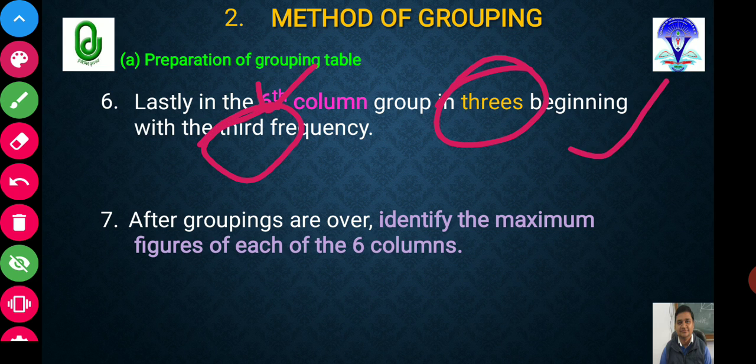So this already we have seen, and hopefully it is very clear to you. After grouping is over, identify the maximum figure of each of the 6 columns. That also we have already done. So hopefully till this point it is very clear to you.